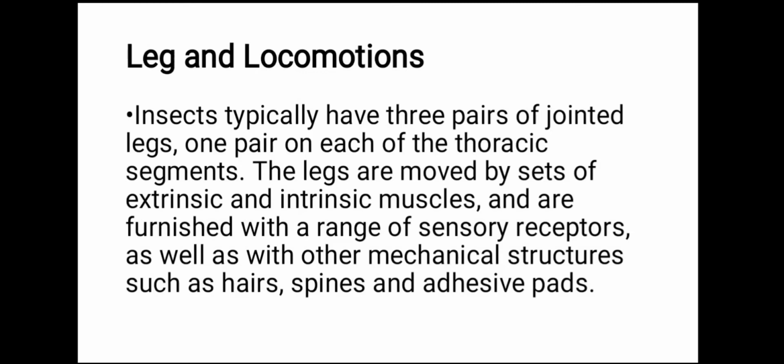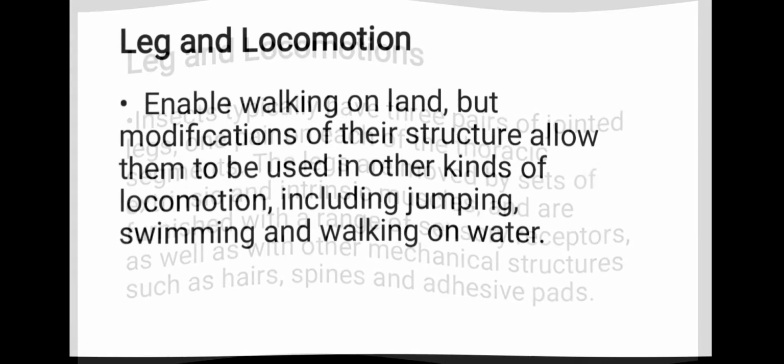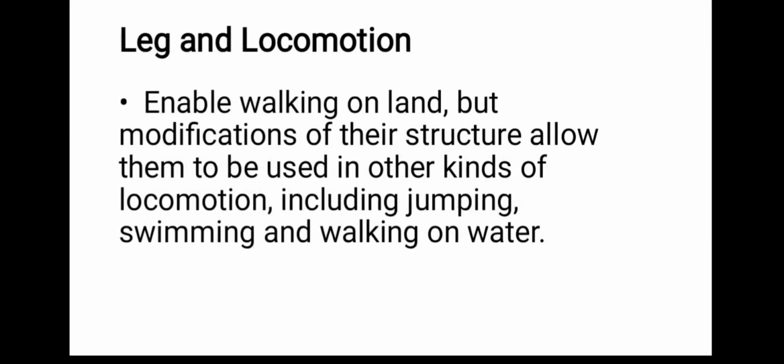The legs are moved by sets of extrinsic and intrinsic muscles and are furnished with a range of sensory receptors, as well as with other mechanical structures such as hair, spines, and adhesive pads. In most insects, the primary function of the leg is to enable walking on land, but modification of their structure allows them to be used in other kinds of locomotion, including jumping, swimming, and walking on water.